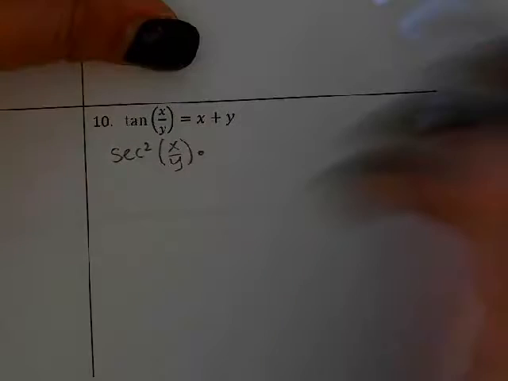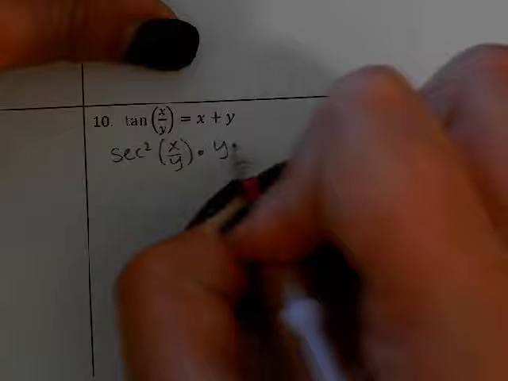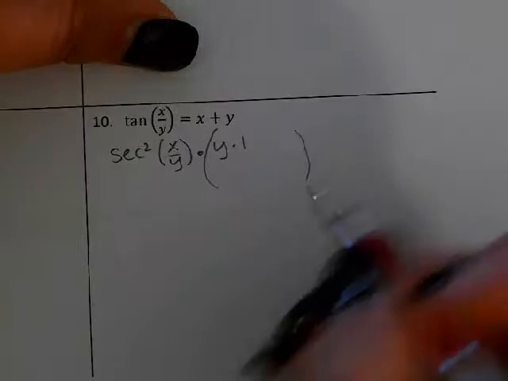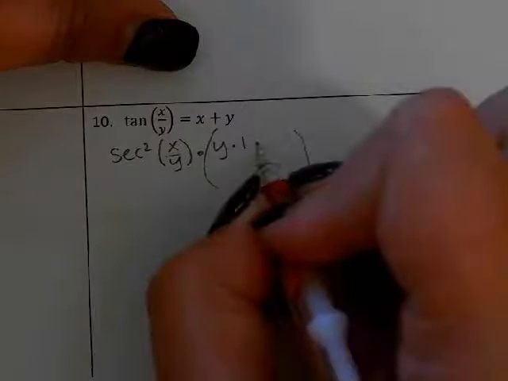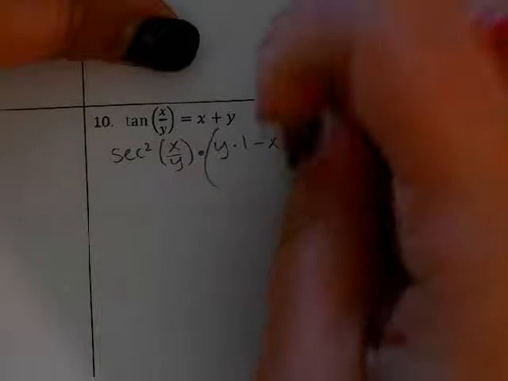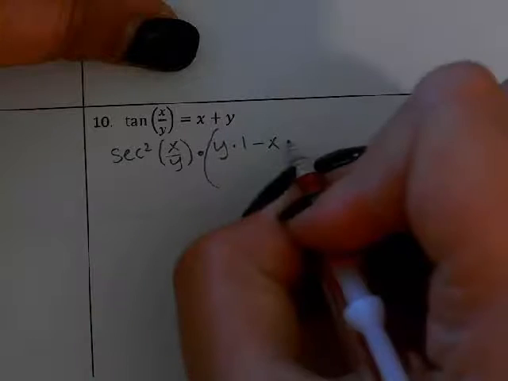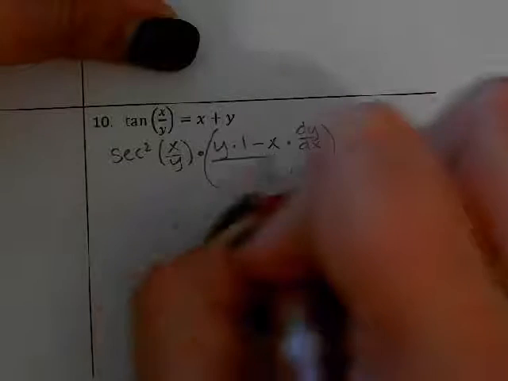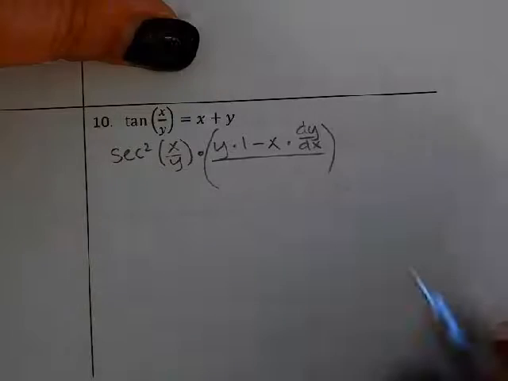Low d high. So I'm going to put this in parentheses. I'm about to have a fraction. Low d high minus high d low. What's the derivative of the bottom? dy dx, divided by low squared. This was the right choice. This is the one we should be doing.